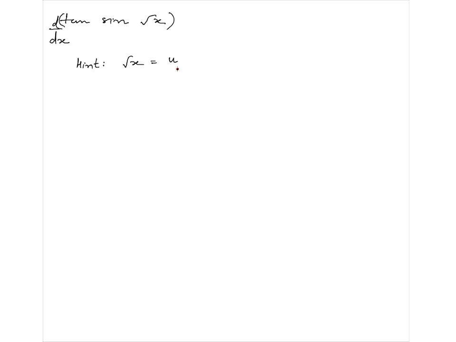Sec square sine root x, yes. Cos root x, yes. Upon 2 root x. Excellent. That's good, very good. Fine. Now anybody would like this to be discussed on the board? Just raise your hand. Alright, here we go.